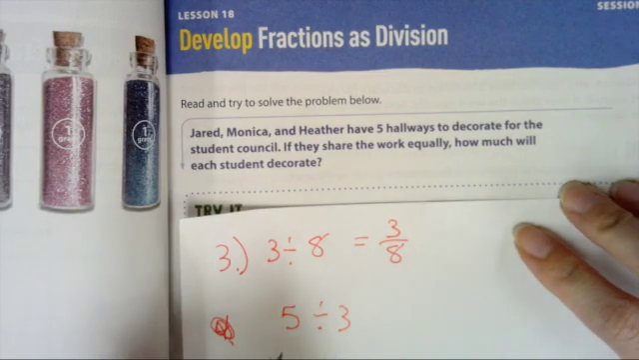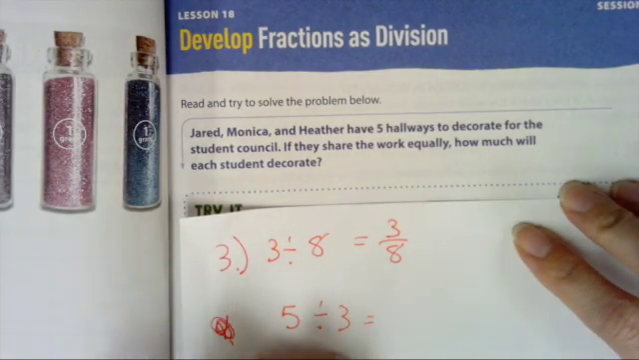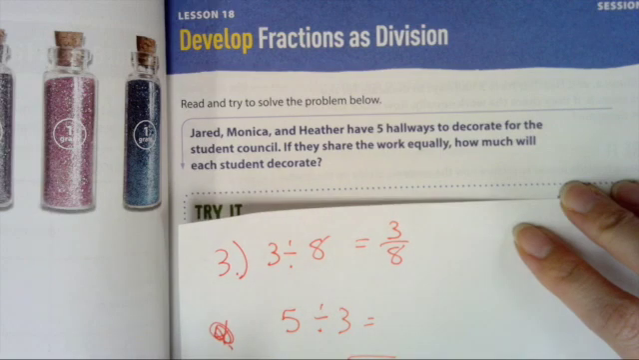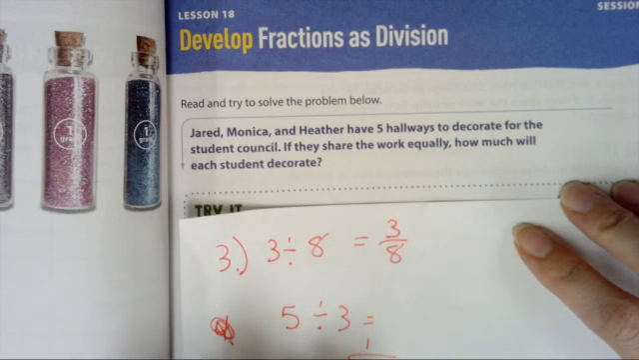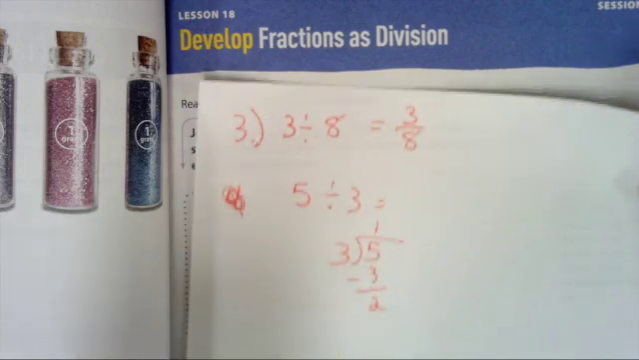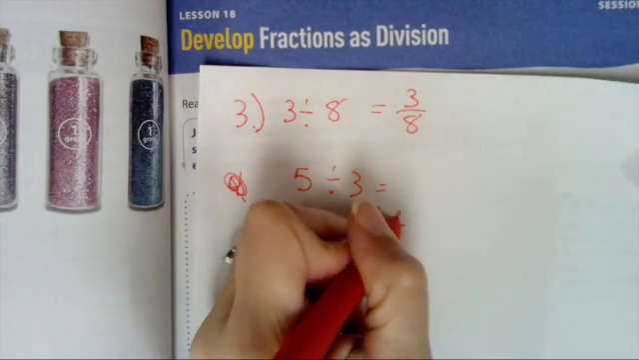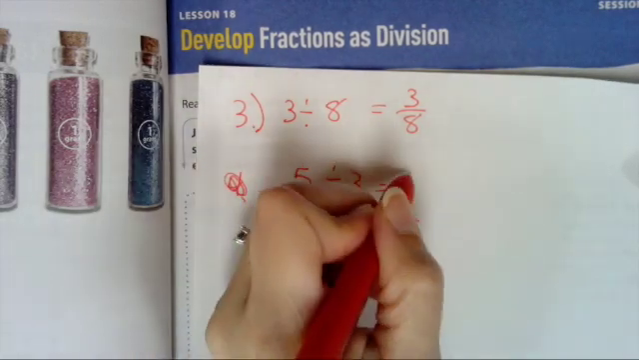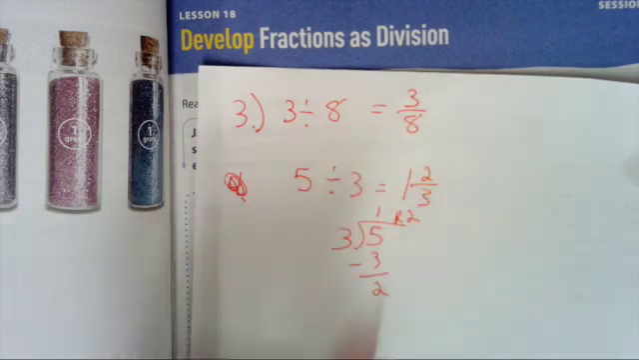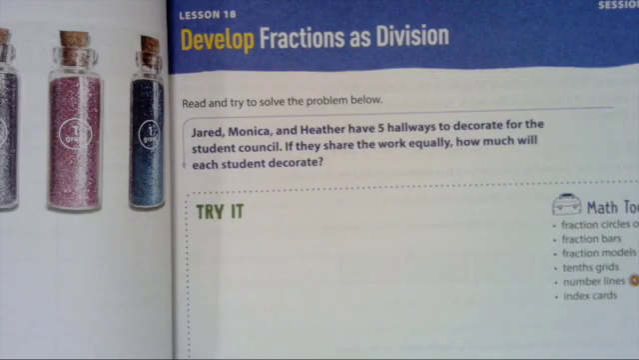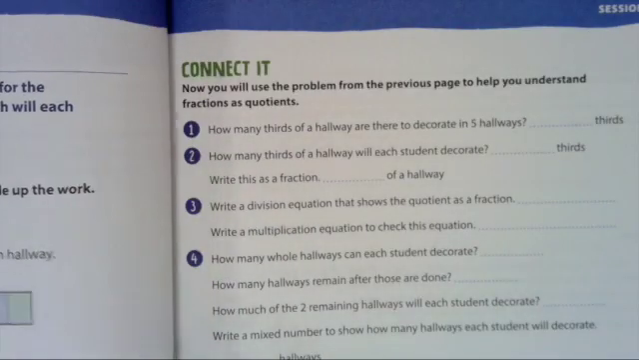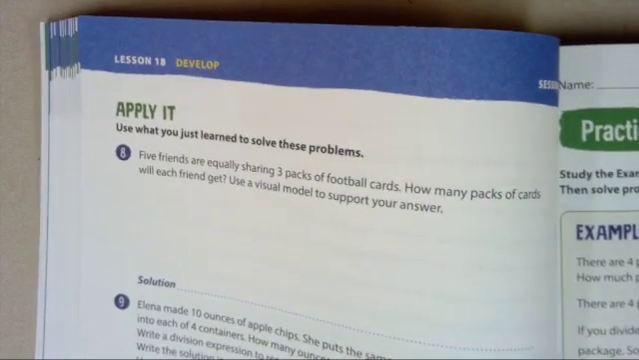When we work out 5 divided by 3, 3 goes in there 1 time, and we have, whoops, y'all can't see that, and we have 2 left over. So that is 1 2/3. Moving on to page 382, you're skipping 379, 380, and 381, and you're going over to page 382.